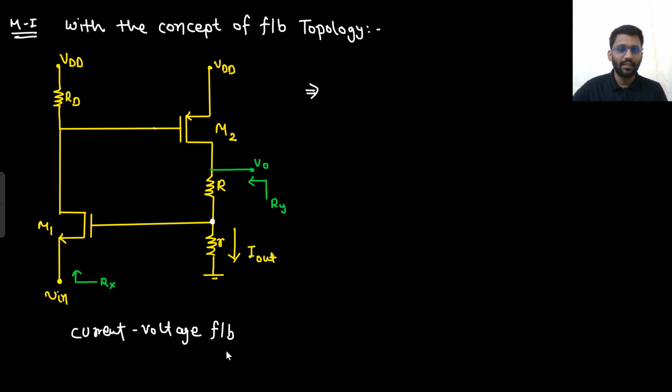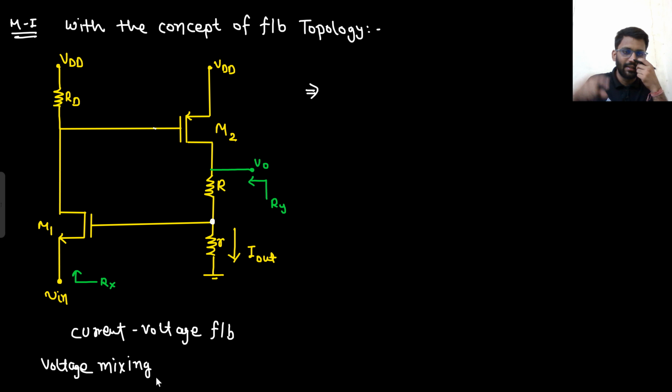Otherwise, how can you see? For mixing, what do we need to see? Is there two paths for the current? This is your IN current. Is there two paths for the current? No, IN current is directly flowing in this way. IN current is not being divided into two paths. So there is no current mixing. That means certainly there is voltage mixing. So one thing you can say, that there is voltage mixing.